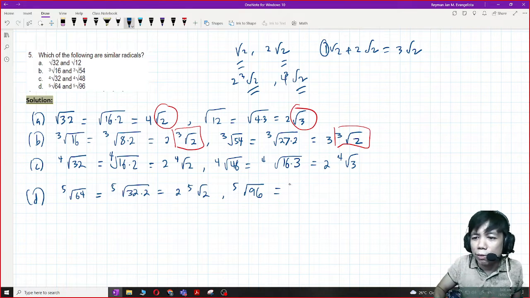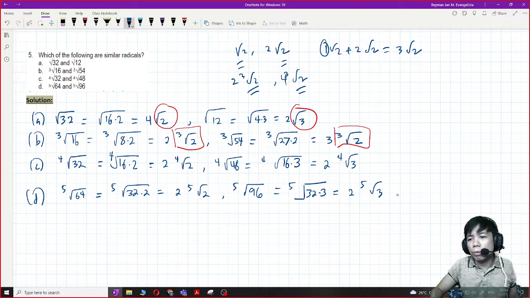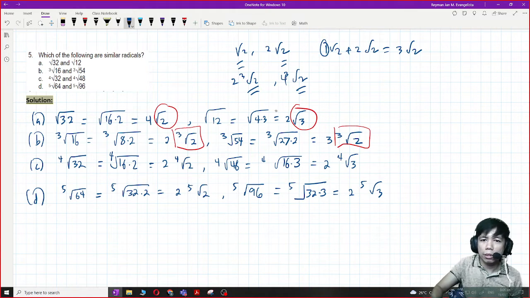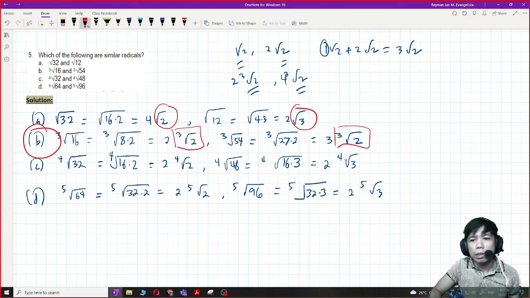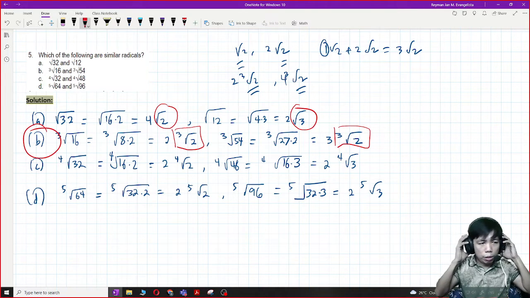96 is equal to fifth root of, okay, ganun din na 32 times 3. Okay, so 2 fifth root of 3. Ayan, so fifth root of 2, fifth root of 3. So, they're not similar, okay? The answer is letter B. Okay, letter B. Similar radicals na because of the cube root of 2 na on both radicals.